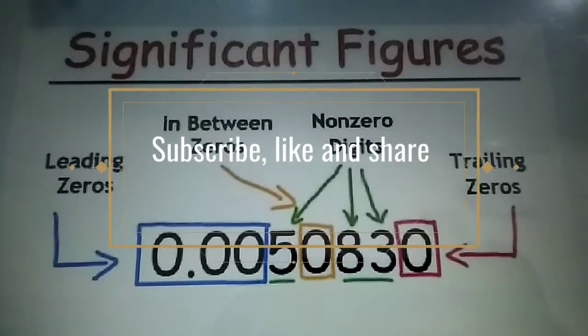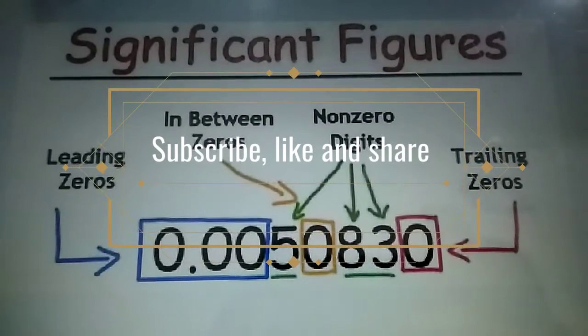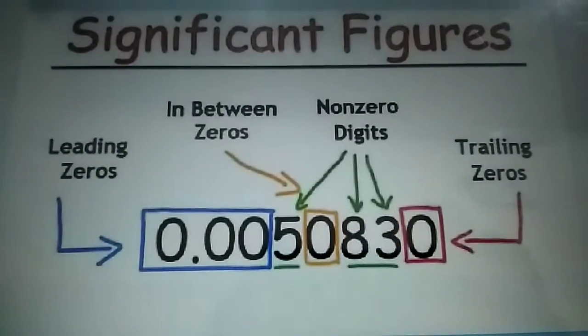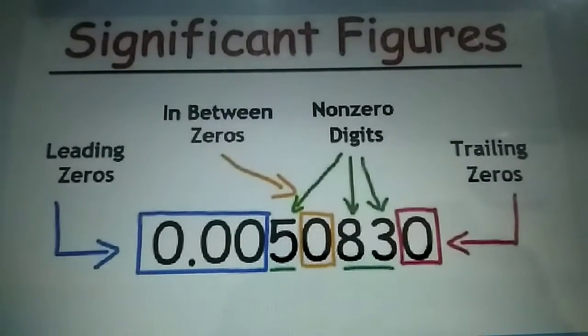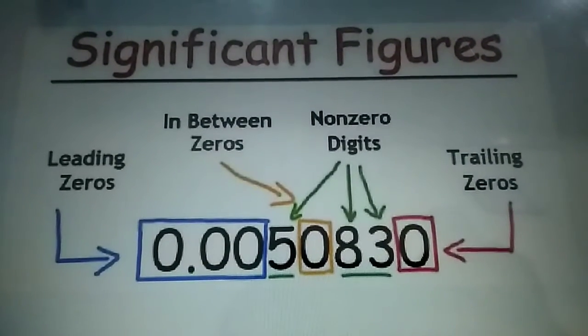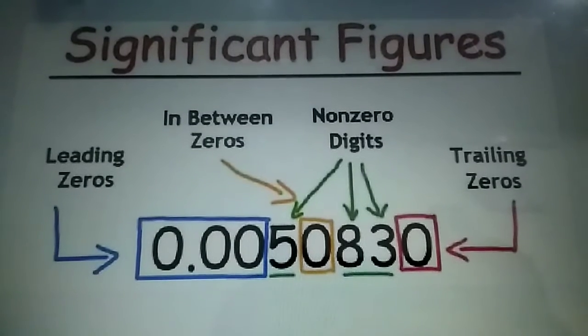Today I'm going to explain significant figures, which are defined as accurately known digits and the first doubtful digit. So from this number we are going to count the number of significant figures.